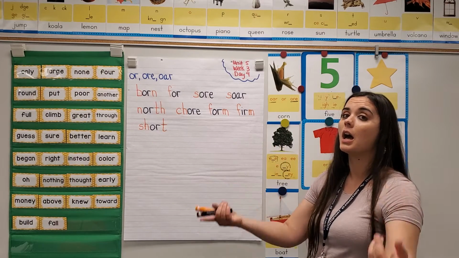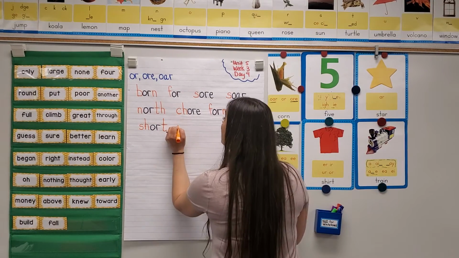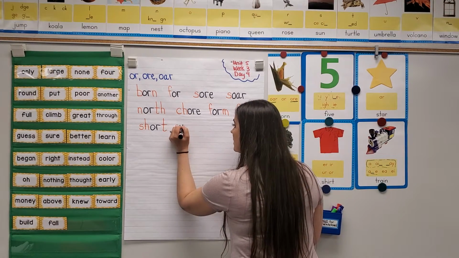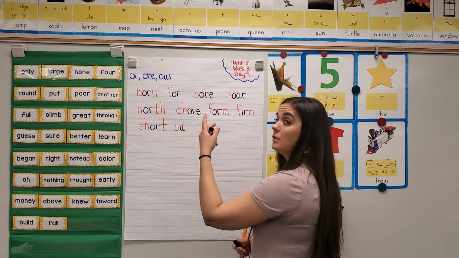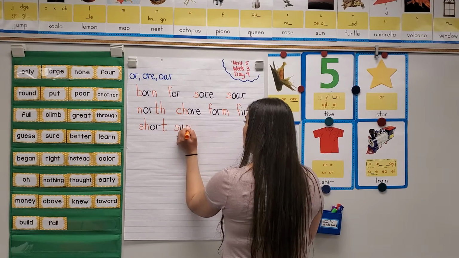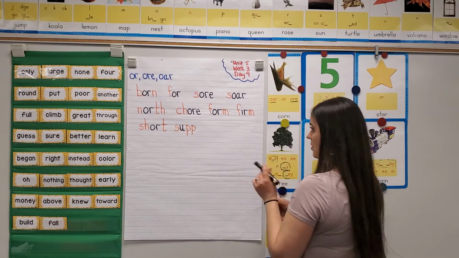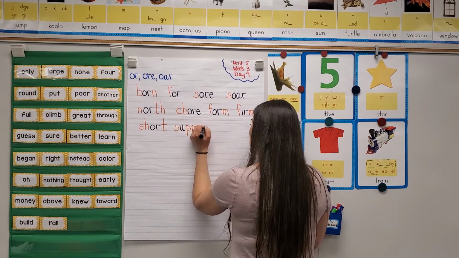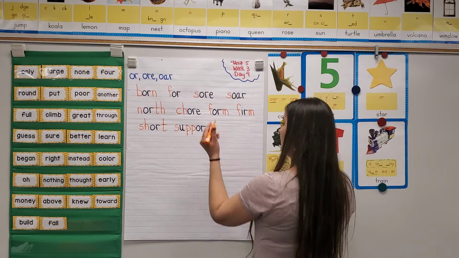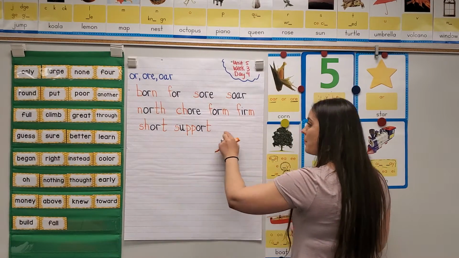Support. This is kind of a long one. S says s. And when I say support, that next letter you hear is like you. We just double up on that P sound. P, p, and OR, or, p, or, and T says t, p, or, support, support.